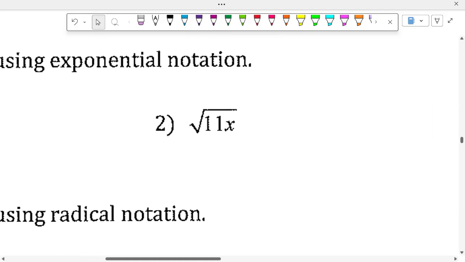What about this one? So what type of root is it first off? It's a square root, so we put a little 2 there. Now, 11x, we have 2 bases, but technically they're both raised to what power? 1. So I could put those in parentheses as a 1. So be careful. How would I write this if it's all under the square root?